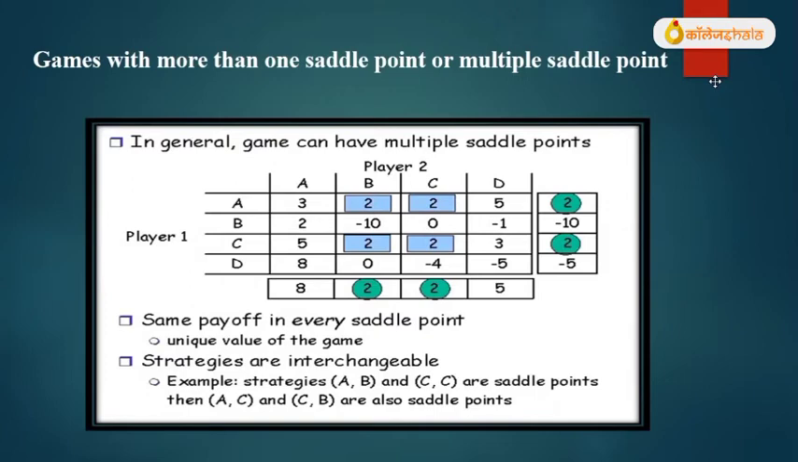Similarly, if you check again AC, that means player 1 is choosing A and player 2 is choosing C, that is also 2. Okay, and if they choose CB, that is also 2. So there are more than one saddle points in this example. Just like this one, there can be such games where there are multiple saddle points.